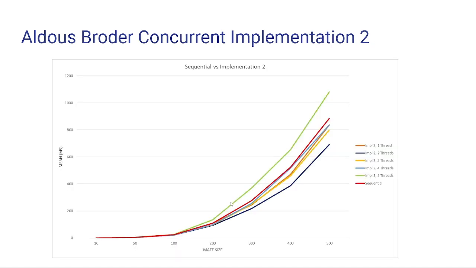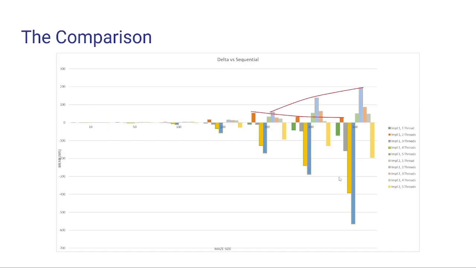Now if we move, this is a direct comparison of implementation 2 to the sequential version, highlighted in red here. We can see that each and every thread count except 5 performs better than the sequential version. And after 2 threads, there is no significant drop-off. Although there is a drop-off, it's not significant.